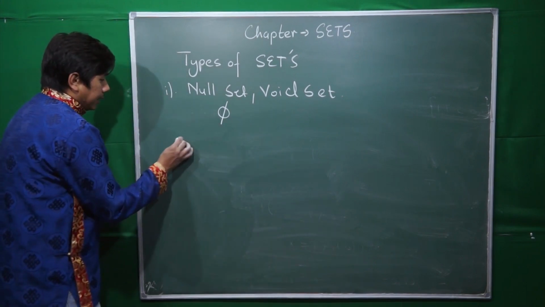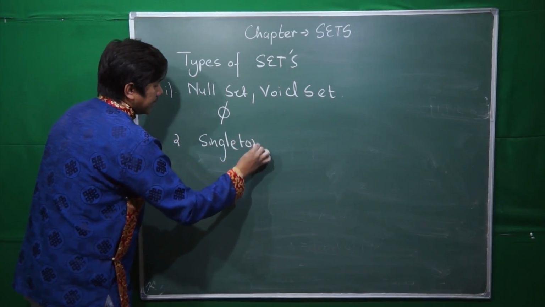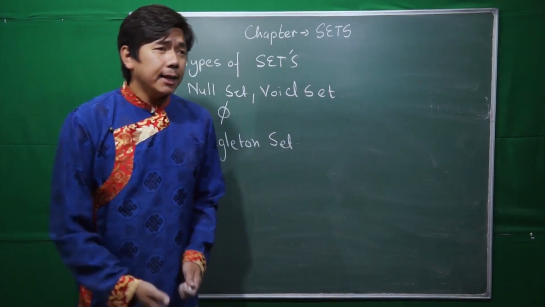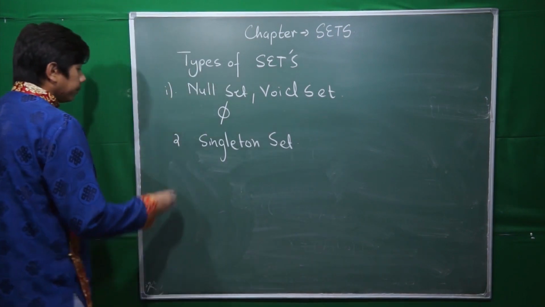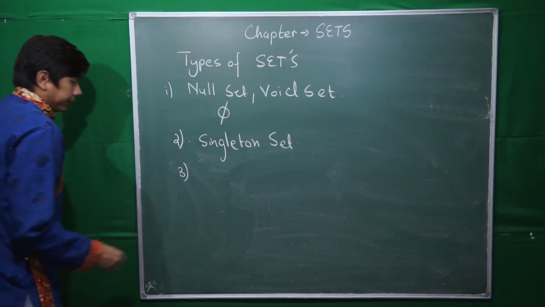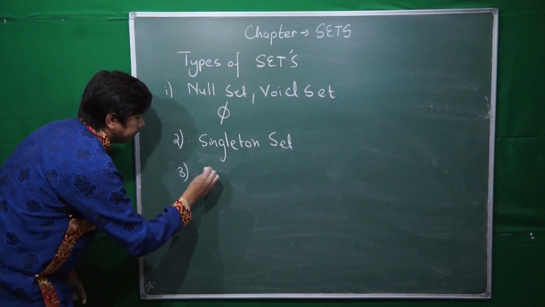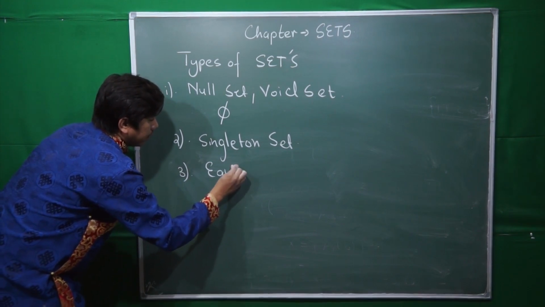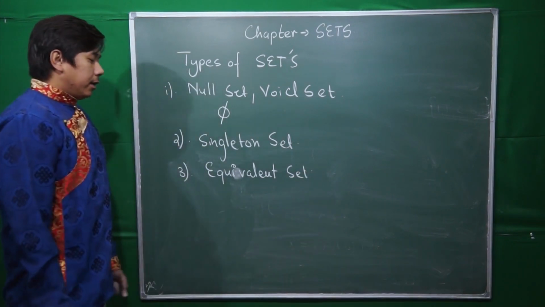Second type of set, we have the singleton set. What is a singleton set? It is a set that contains only one element. Third type of set, after the null set and singleton set, we have the equivalent set. Now, what is an equivalent set?